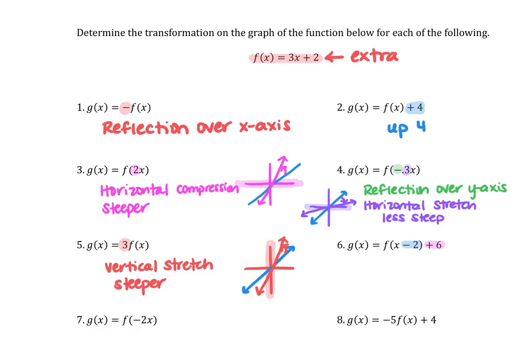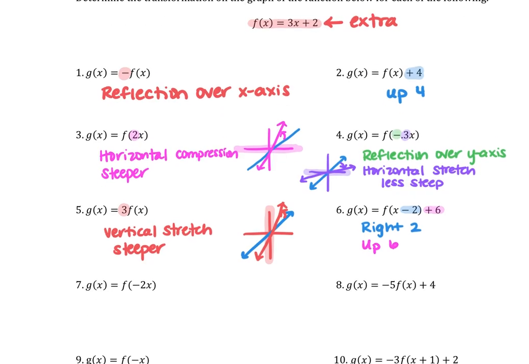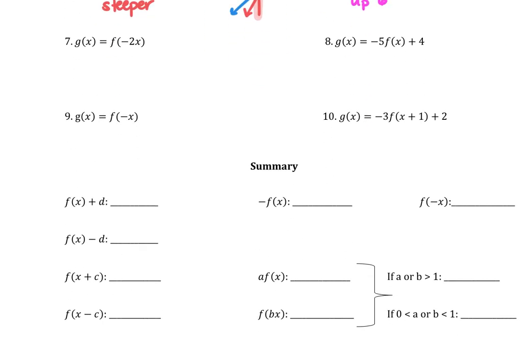The first one I come to is the -2. It's inside parentheses, so this means it's shifting left or right. It goes opposite the direction we think since it's inside those parentheses, so it's moving right 2. And then the +6 is outside the parentheses, so that's a shift up or down. Since it's positive, it's moving up. So up 6. We have a couple more examples.